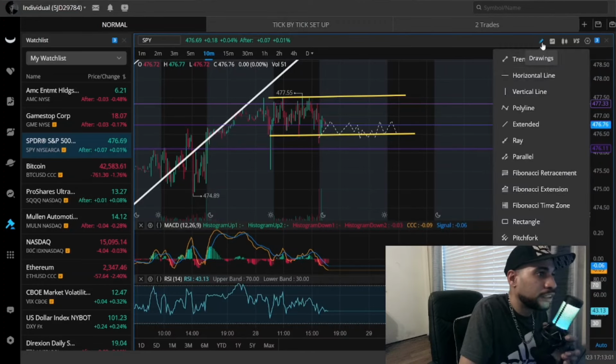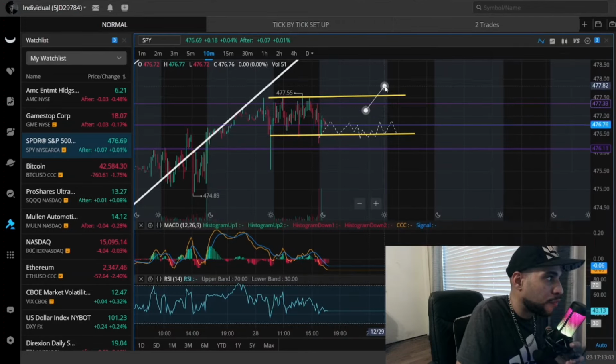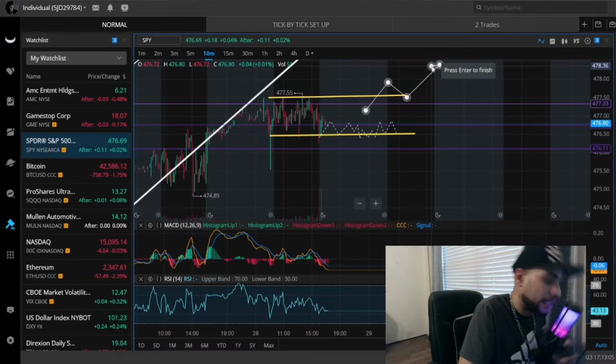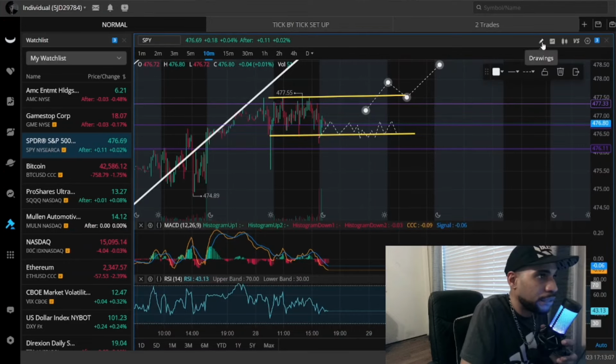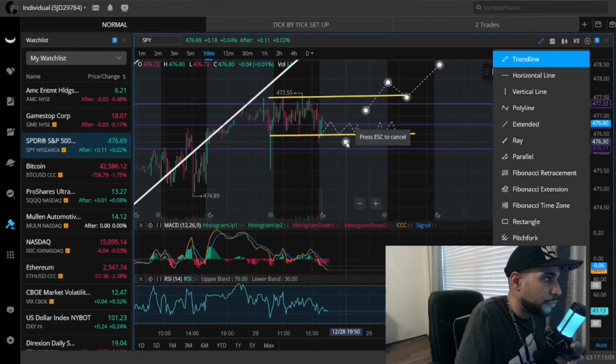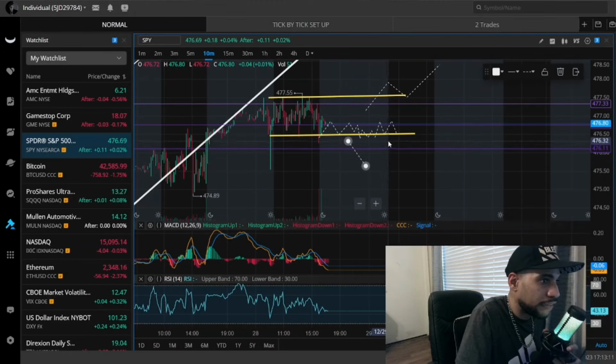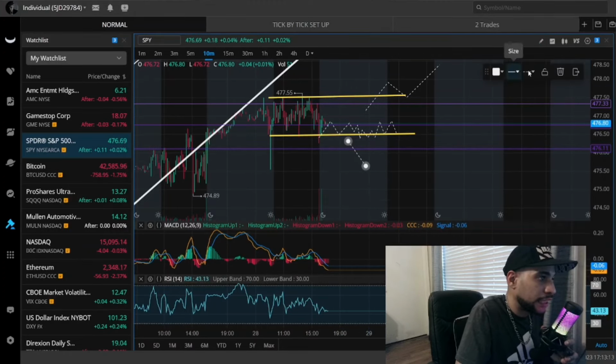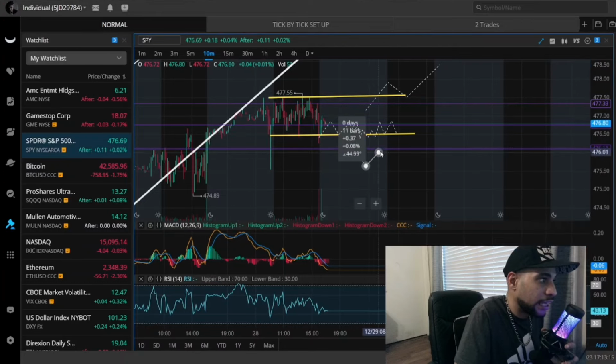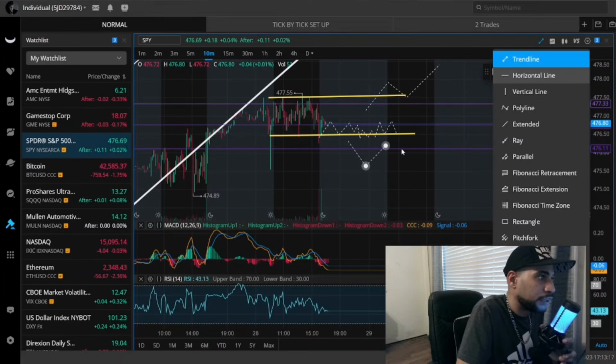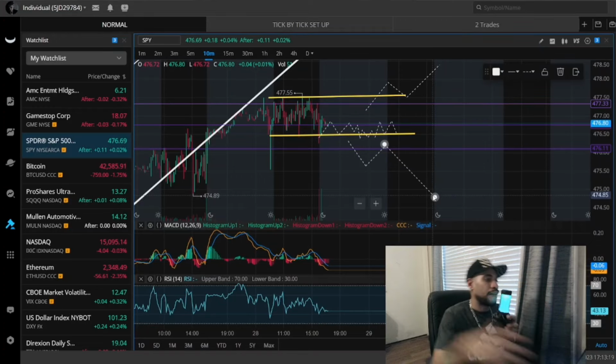Again, if you see a move above 477.50, you're going to see a nice move to the upside if it can be used as support. And if you see a move below 476.50, you're going to see a decent move to the downside if that's used as resistance. And again, this is what I have for the overall market.